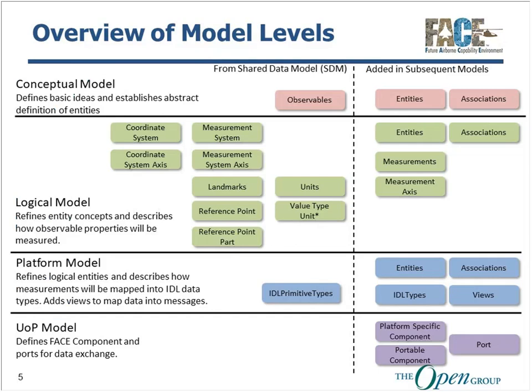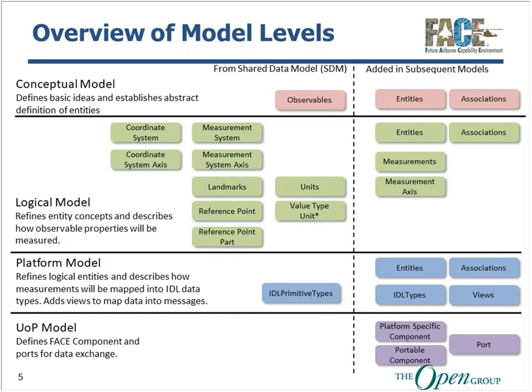But what I'd like you to take away is that a FACE data model is actually three main levels: the conceptual, the logical, and the platform level. As the name implies, the conceptual level is where the big ideas live, where you invent terminology. If we were going to invent the idea of a waypoint, it would live in the conceptual model. At this level, you've got entities. So maybe a waypoint is an entity. You can think about it that way.